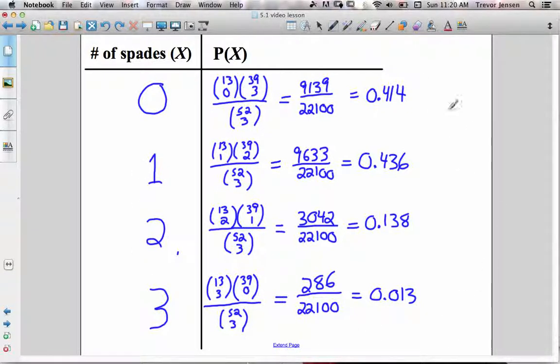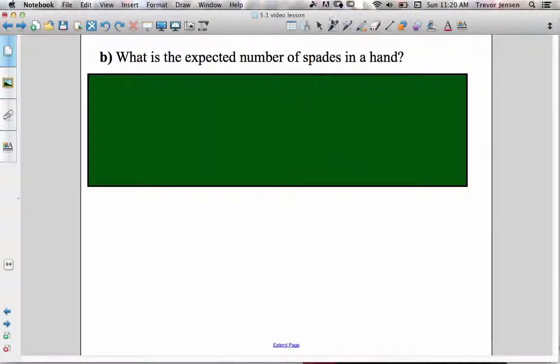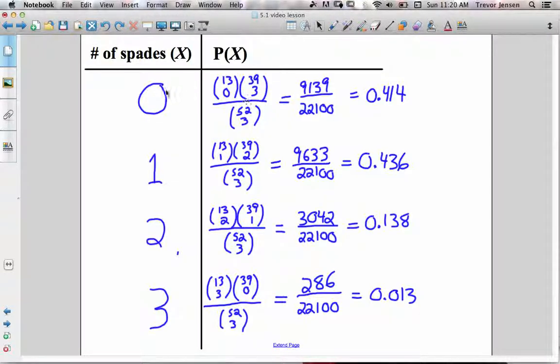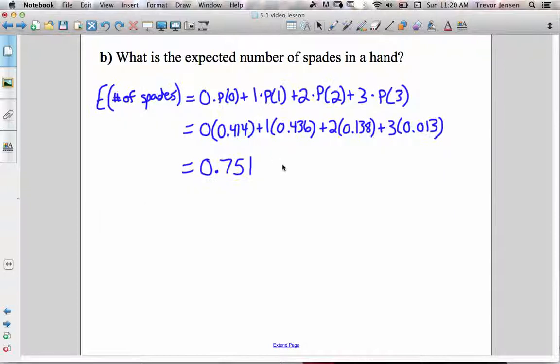These are all the probabilities. I'm not going to go through all the calculations. Hopefully you understand where all these numbers came from. Notice each time I'm dividing by 52 choose 3, the 22,100, because that's the total number of possible 3-card hands you could have. If you want the expected number of spades, just do each value of x times its probability, add all those products together, and you would expect to have 0.75 spades in your hand. So you expect to have less than 1 spade in your hand.